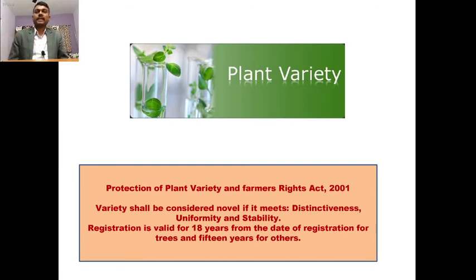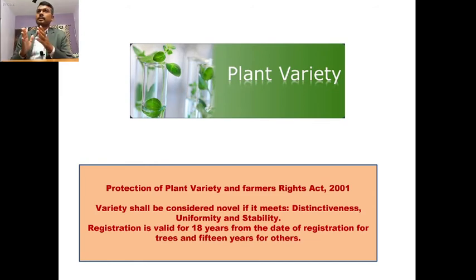And registration is valid for 18 years from the date of registration for trees and 15 years for others. One more specific point I would like to mention here: the central government maintains a list of plants against which this registration or exclusive right cannot be granted, no matter what you do. So the plant from which you are trying to create a new variety should not fall in that particular banned list maintained by the central government.